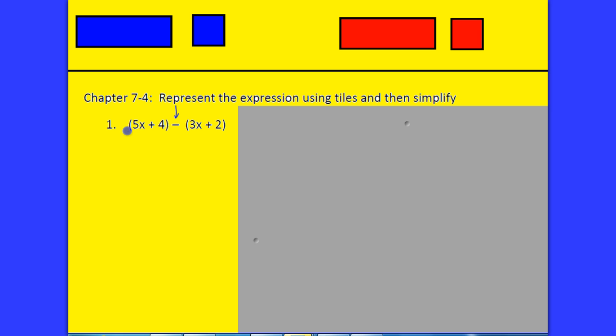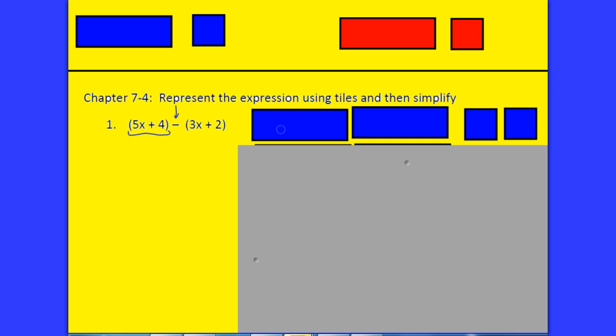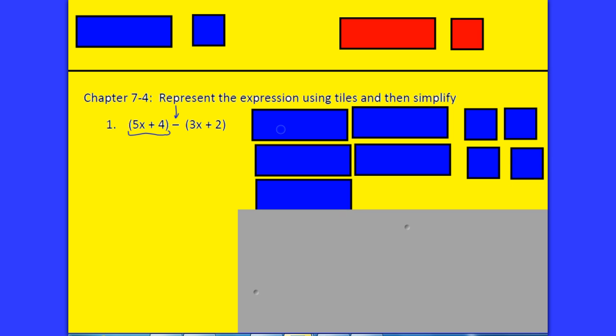Well, let's begin with the algebra tiles. So hopefully I can help you understand what's really happening here, because this leads to a lot of problems if you're not careful. What we have is 5x plus 4, and then we are taking away from 5x plus 4, 3x plus 2. So let's set up this 5x plus 4, and I went ahead and did that to save us some time in the video. So this is 5x, 1, 2, 3, 4, 5x plus 4. So we have that. Now it means we're going to take away 3x plus 2.